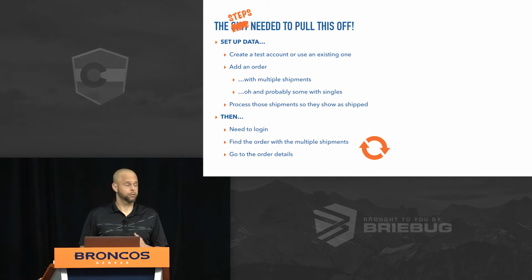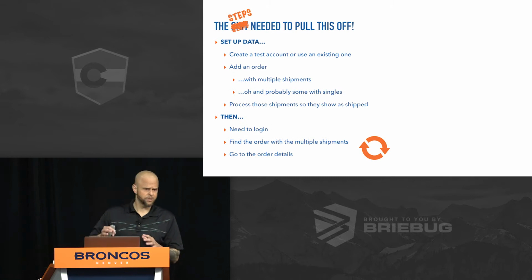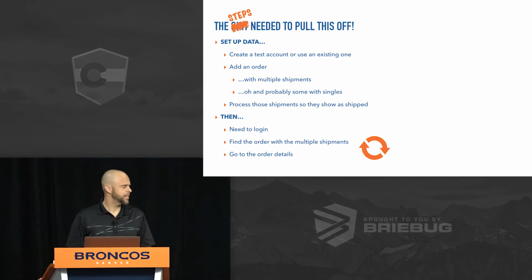But we probably also want to create an order with only a single shipment on it, because it's sharing the same view here, so we want to make sure that still works. Then we have to put those shipments into a shipped state so we see that ship date, to make sure we're implementing this feature. Once we've got all that initial data set up in our dev database, then we have to actually launch the app while we're working on it to confirm this change. And then we have to log in as a customer. We have to find the order we wanted, the one with multiple shipments. And then we have to view the details of that order.